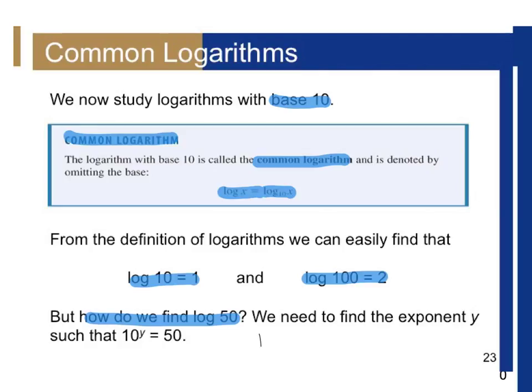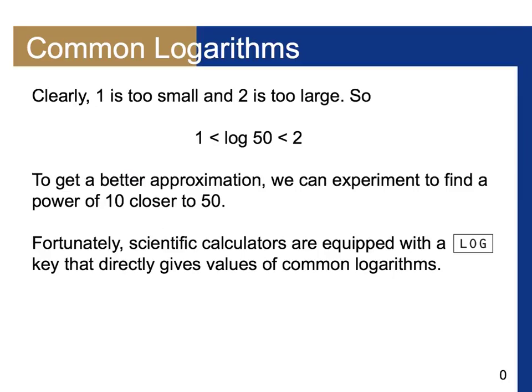Log base 10 of 50, and call it y or something like that. Here, what we're doing is translating. We're taking 10 to the y equals 50. So we need to find the exponent y such that 10 to the y equals 50. So that's how we get that translation there.